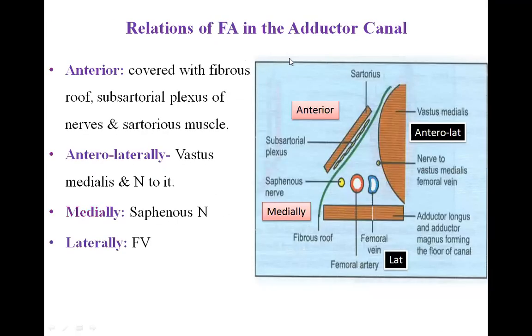Relations of the femoral artery in the adductor canal. Anteriorly, covered with the fibrous roof, subsartorial plexus of the nerves and the sartorius muscle. So, here are the anterior relations. Anterolaterally, there is vastus medialis and nerve to it. Medially, there is saphenous nerve and laterally, there is a femoral vein. So, these are the relations in the adductor canal. In the diagram, you have to appreciate anterior part, anterolateral part and medial part.